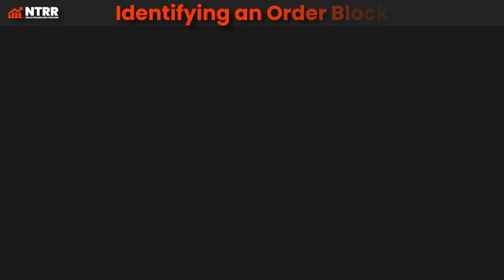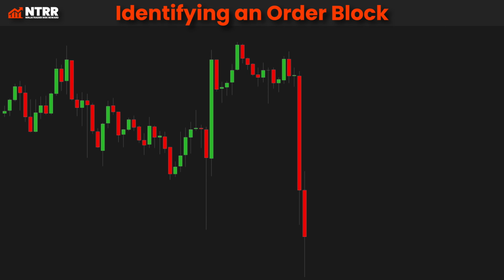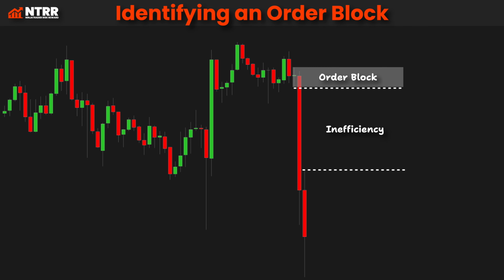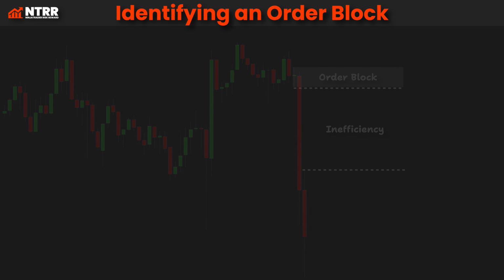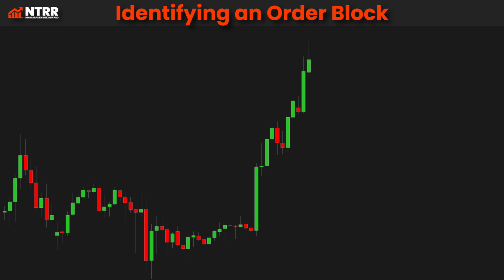Now, how do we identify an order block? The key lies in inefficiency. Inefficiency occurs when price moves sharply in one direction, creating a gap between the wicks of candles, signaling that the market didn't have time to balance buy and sell orders. These sharp movements often start from an order block, where institutional traders step in with substantial volume to move the market.